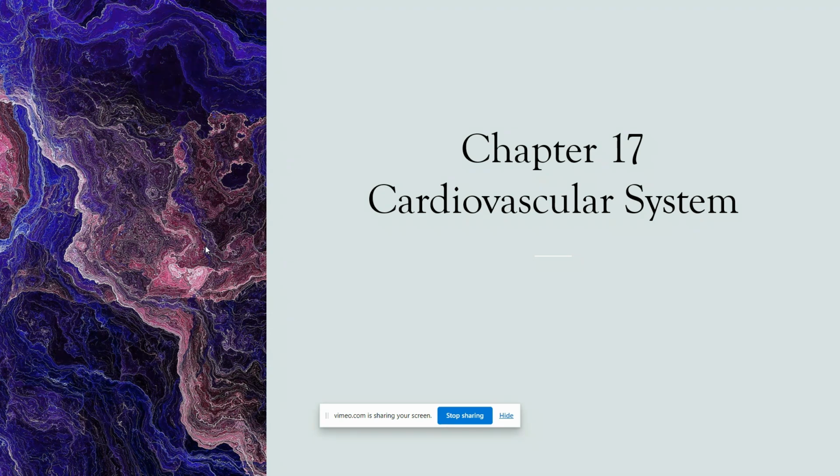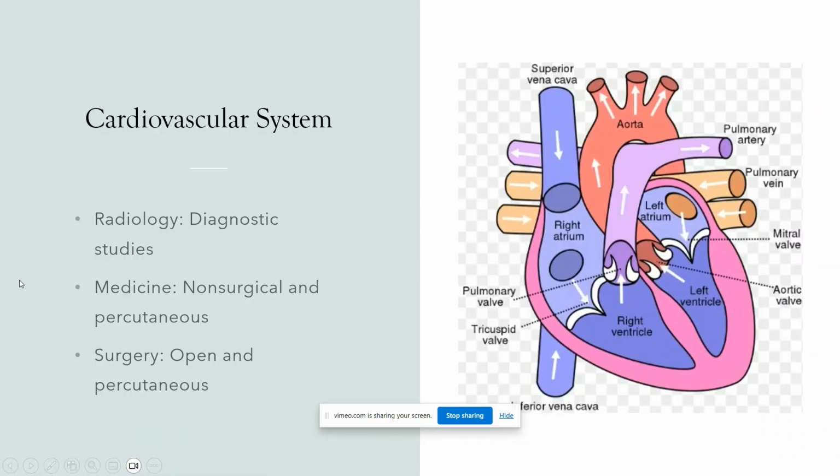One of the biggest things about understanding the cardiovascular system is understanding a lot of the terminology. When you have a grasp on that terminology, that can help to make sense. With the cardiovascular system, you can find procedures in 3 different sections of the CPT manual. You have radiology for diagnostic studies, medicine for non-surgical and percutaneous, and then surgery for open and percutaneous. So it's very important that we pay close attention to what is being done for our procedure.